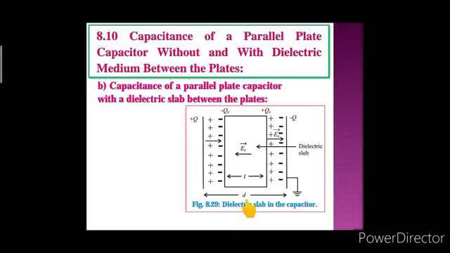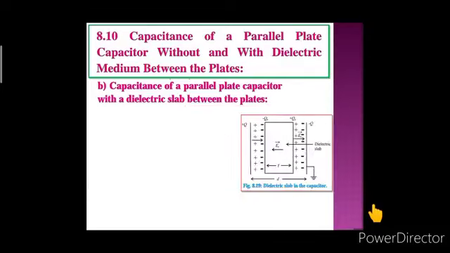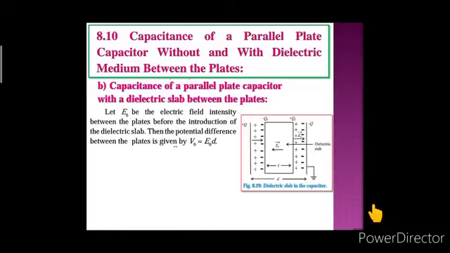The capacitance of the capacitor, we are writing it as C0, is equal to A epsilon naught upon D. Now let E0 be the electric field intensity between the two plates before the introduction of the dielectric slab, and hence the potential difference between the two plates is given as V0 is equal to E0 times D.